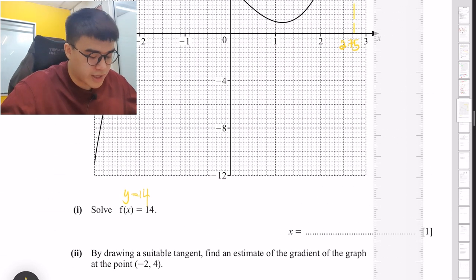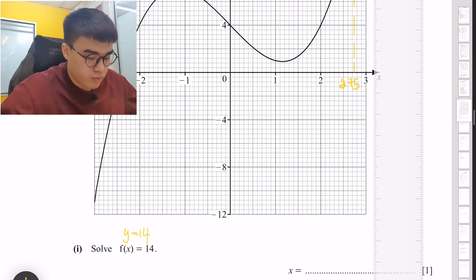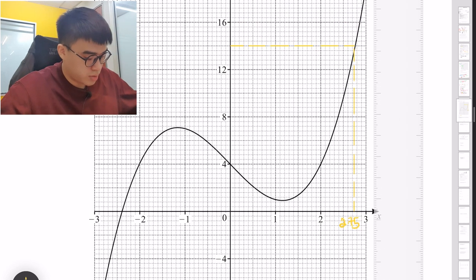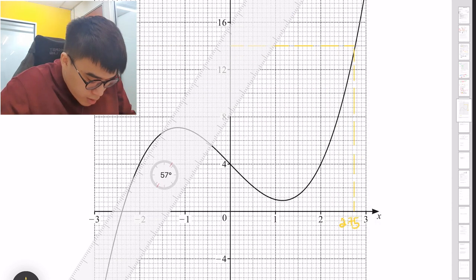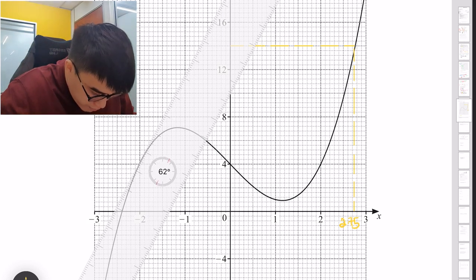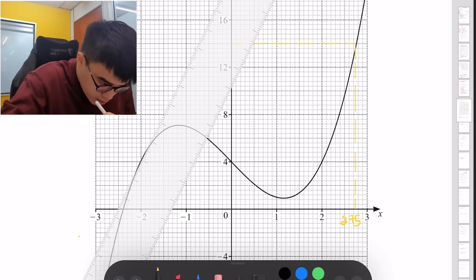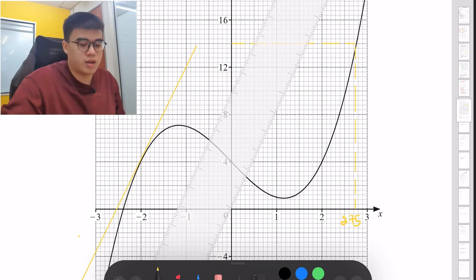By drawing a suitable tangent, estimate the gradient of the function graph at negative 2, 4. So at negative 2 and 4. Okay, place my ruler here. Remember, when you draw the line, make sure that the gap must be somewhat similar. Okay, so this should be it.